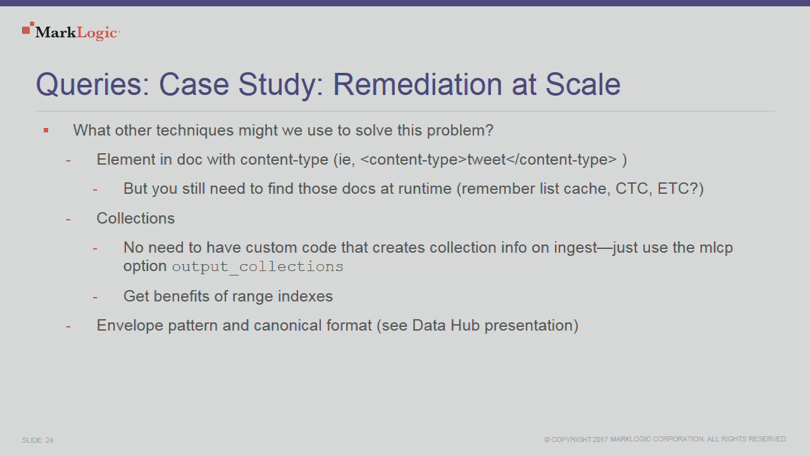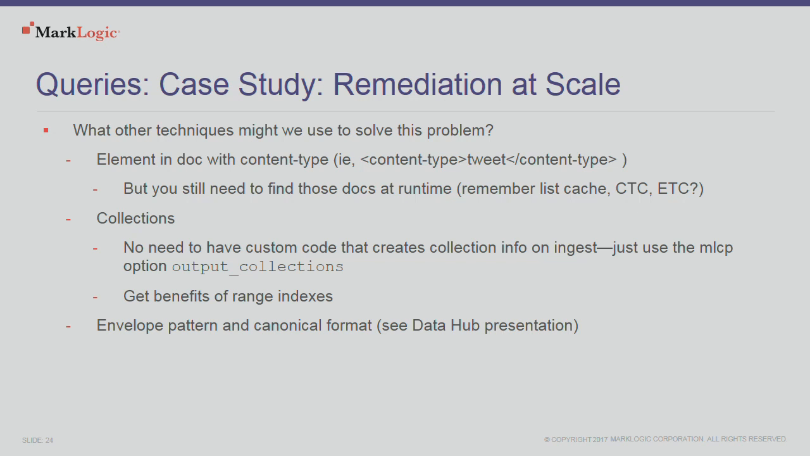So what else could you do? Well, what if instead of doing just this random word search, what if we put this into an element? Well, that's great, but then you're still doing this element search. You have to think about all your caches. There's a cost associated with that search. Much better solution here would be to use collections. So collections, you could categorize the documents that way.